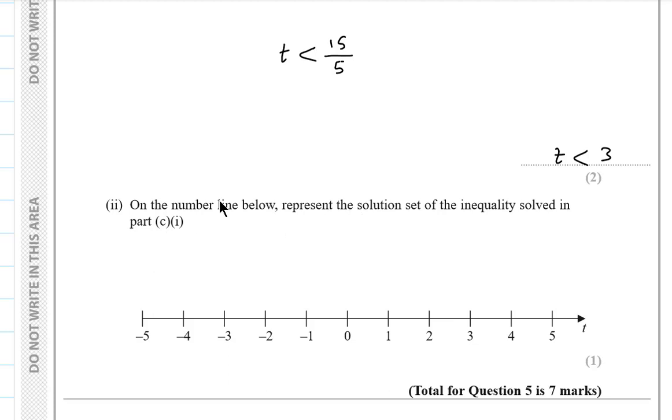c, ii, on the number line below, represent the solution set of the inequality solved in part c i. To represent this on the number line, we will go to 3 and draw a circle, and we don't shade the circle. Don't shade it because we don't have an equal sign here. And then go to the left because we have less than, right? So that all these real numbers will satisfy the inequality.